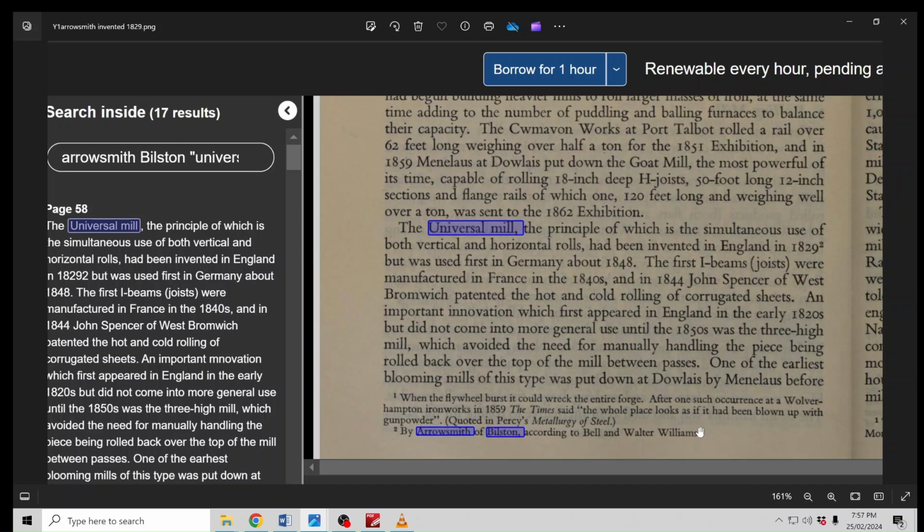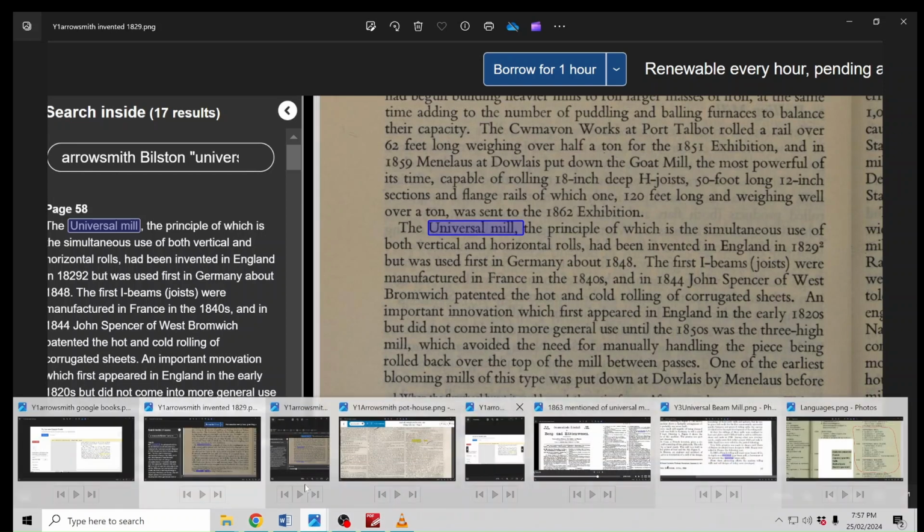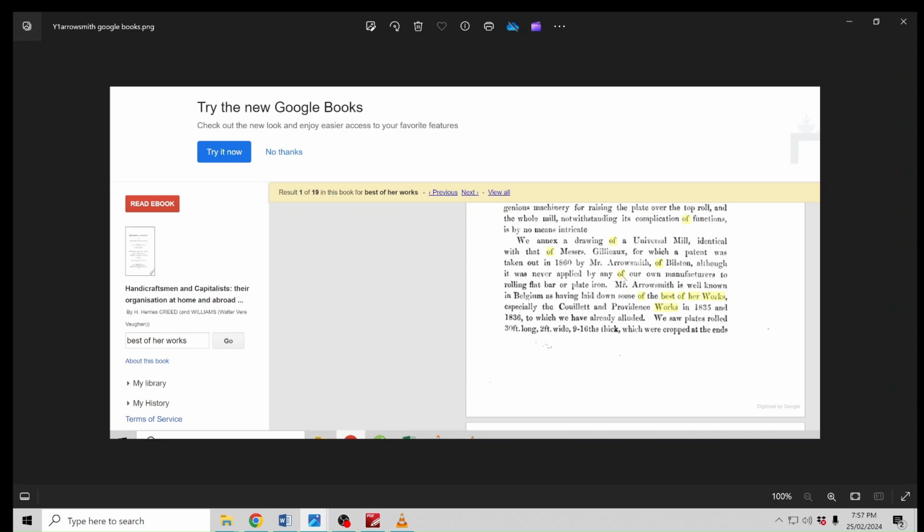So what can I show you next? Let's show you other snapshots referring to him. We can see an article here: a universal mill, for which a patent was taken out in 1860 by Mr. Arrowsmith of Bilston, although it was never applied by our own manufacturers for rolling flat bar. Mr. Arrowsmith is well known in Belgium as having laid down some of her best works. So I think he must have travelled to mainland Europe at some point and continued on in his type of field.